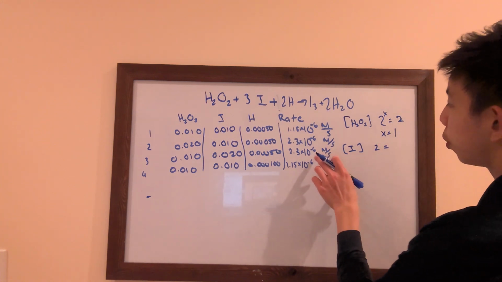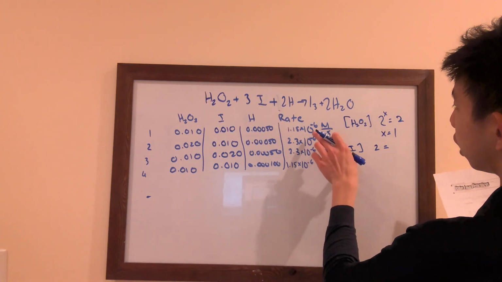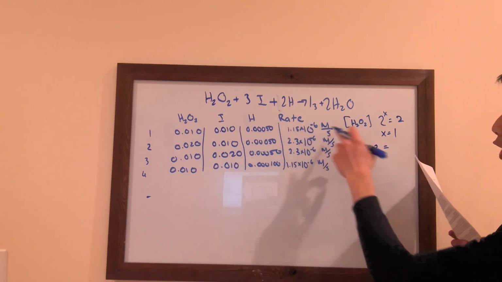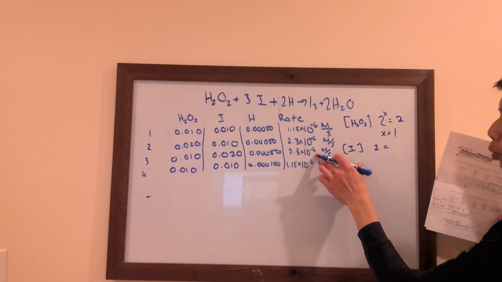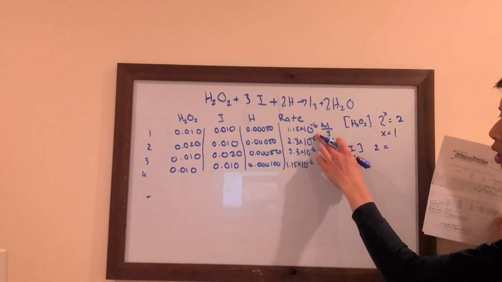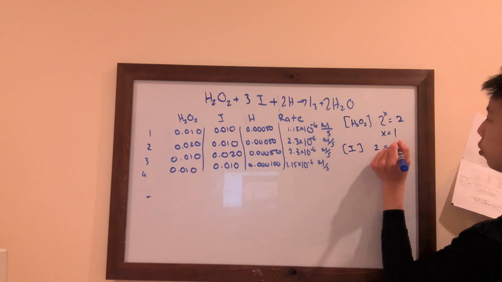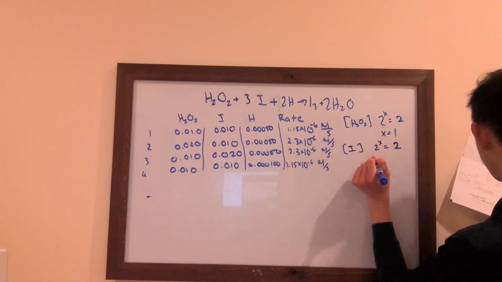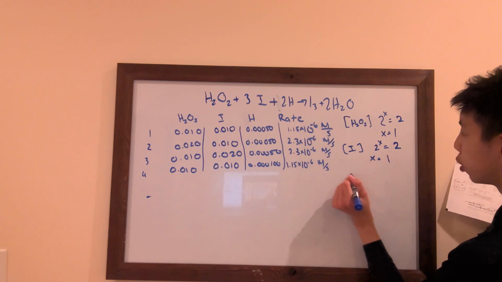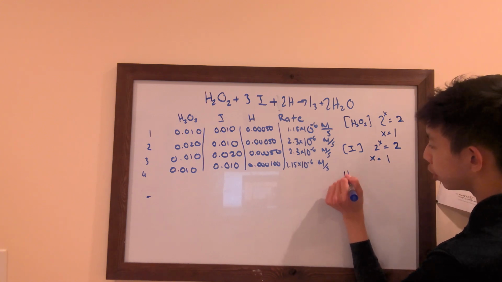And then 2.3 times 10 to the minus 6 divided by 1.15 times 10 to the minus 6, same thing as H2O2. This will give me 2. Put an x up there. X will be to the first power. So first order.